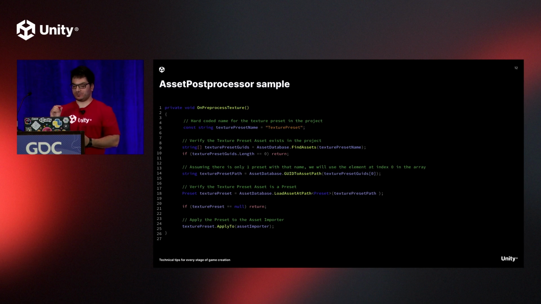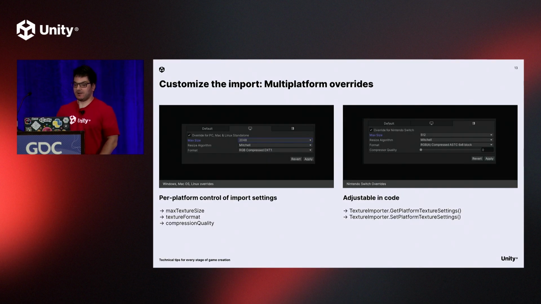And essentially, if I were to just remove that one last line of code and use the asset importer directly, I could change things like the texture size or the texture compression and essentially write all of this manually, but have even more complex rules. Okay, so let's talk about one more tangential topic, multi-platform overrides.